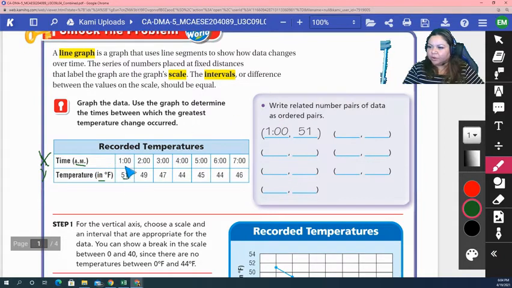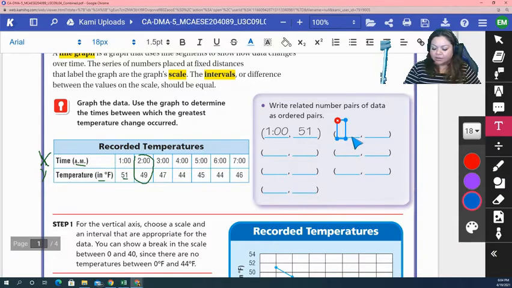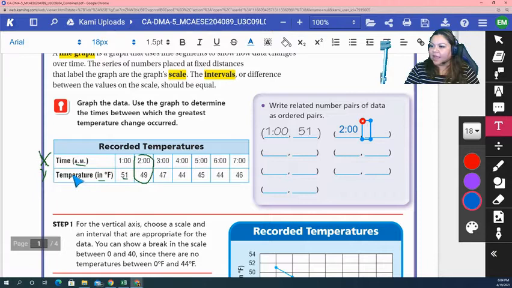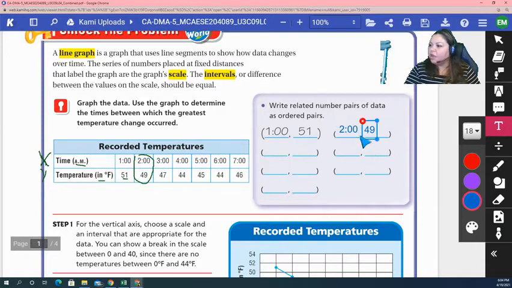So on the first one, it's 1 o'clock. We have 51 as a temperature. Now let's do our second one. So our second ordered pair would be: x would be the top number, the top row, and y the second. So in this case, let's write it neatly here, 2:00 for 2 o'clock, and the y coordinate would be 49. So every time we do an ordered pair, remember we put it in parentheses and we separate them with a comma. So we did the second one.